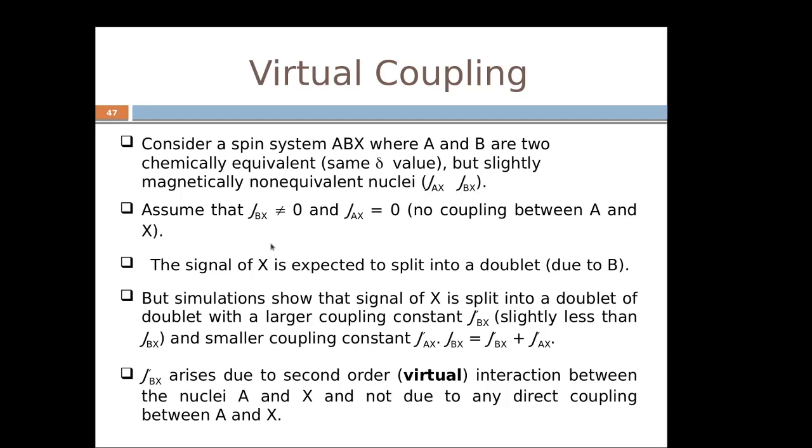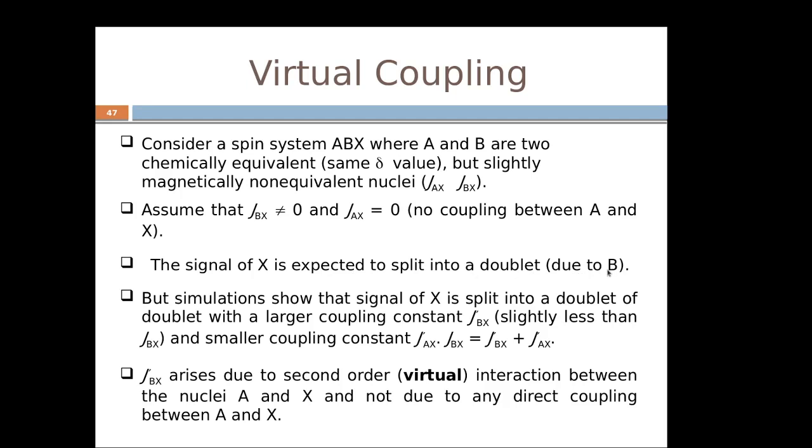Let's assume that JAX is 0. That means there is no coupling between the A nucleus and the X nucleus. And the coupling constant between the B nucleus and the X nucleus, JBX, is non-zero. That means there is some effective coupling between the nuclei B and X. So since X couples with only the B nucleus, we expect that the signal of X is split into a doublet due to coupling with the B nucleus. That's what we usually expect.